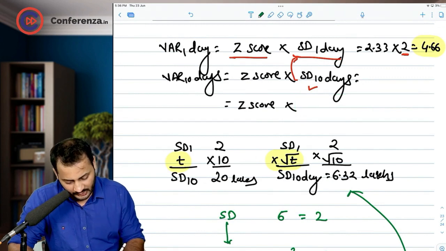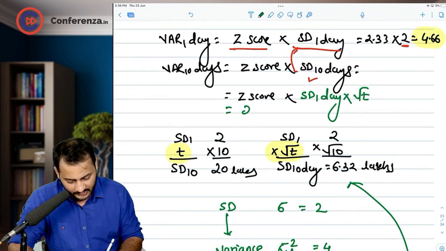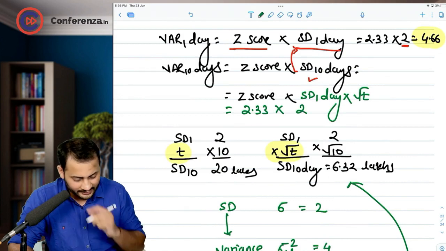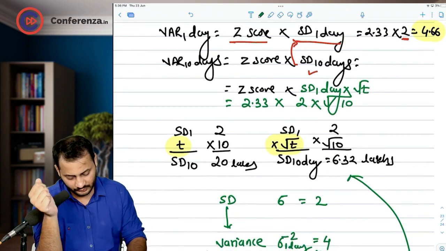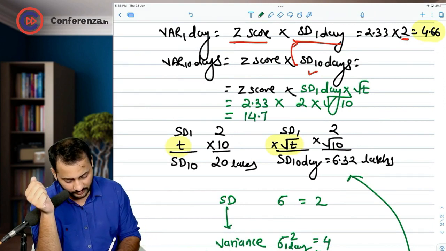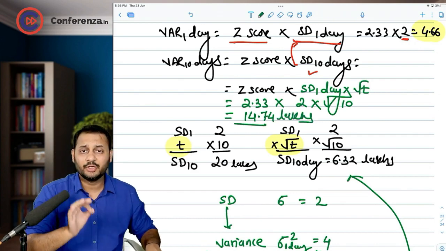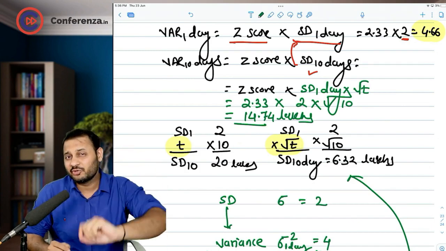Let's write it down. Standard deviation of 10 days is nothing but standard deviation of one day multiplied by under root t. Now let's put down the figures. 2.33 into 2 lakh is the standard deviation for one day, into under root 10. Time is 10. So if you do the calculation, 2.33 into 2 into square root of 10, you will arrive at a figure of 14.74 lakhs. This is the maximum that you will lose in 10 trading sessions and you are 99% confident about it.